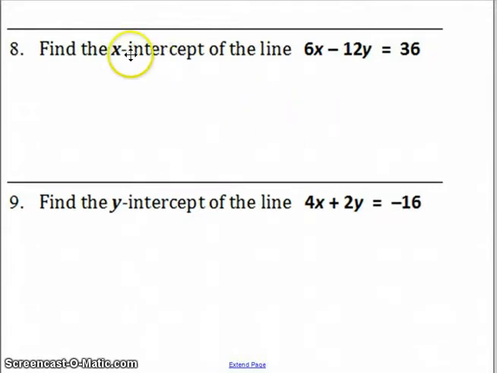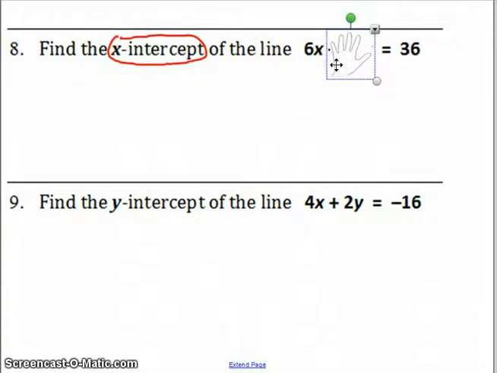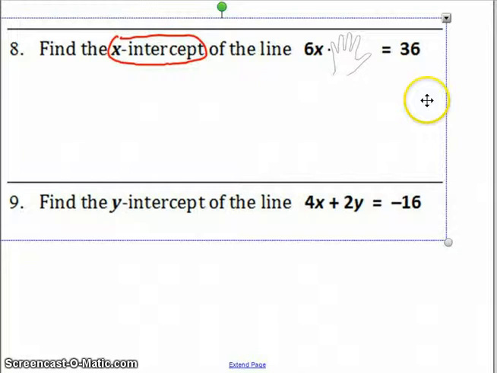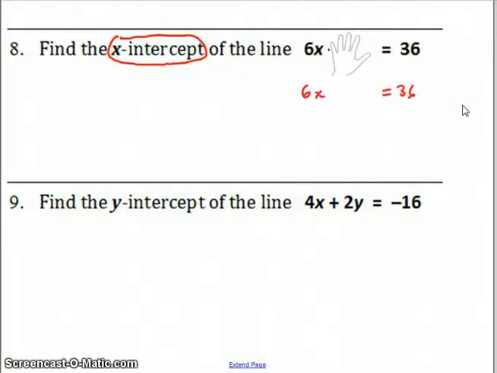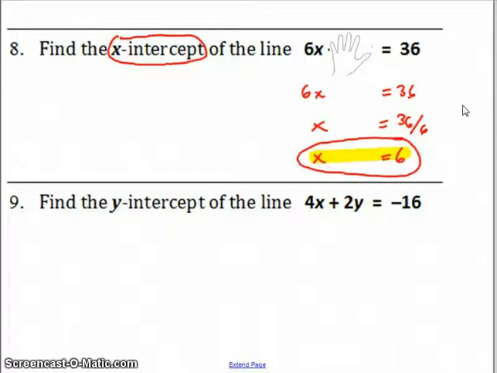For number 8, I'm supposed to find the x-intercept. Well, remember, when I'm trying to find an intercept, I talked about the cover-up method. So I cover up the y. I want to know what x is. 6x equals 36. Whoops, didn't mean to move that. Hang on just a second. If 6x is 36, then x is 36 divided by 6, or in other words, x equals 6. That's my x-intercept.